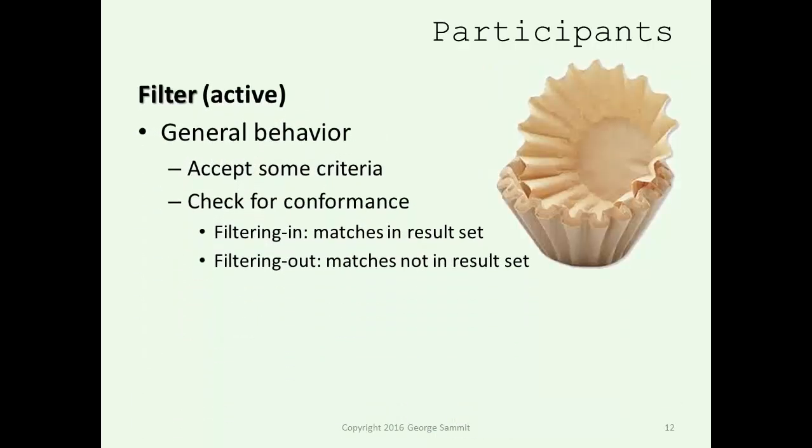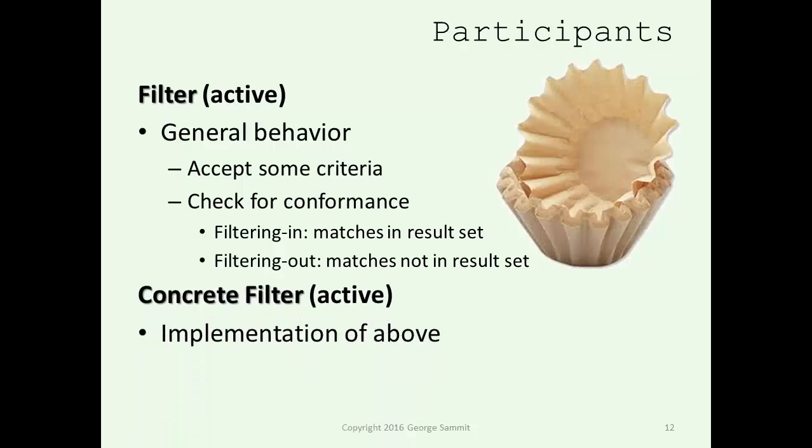The second participant is the filter. The filter accepts some criteria, iterates over the dataset, and checks for performance. We've discussed filtering in and filtering out, but I'll review it here. Filtering in is when the matches are put into the result set. That is, the isSatisfied method returns true. Filtering out is when the matches, isSatisfied method returns true, are not copied into the result set. Of course, we have a concrete filter, which is simply an implementation of the abstract filter.